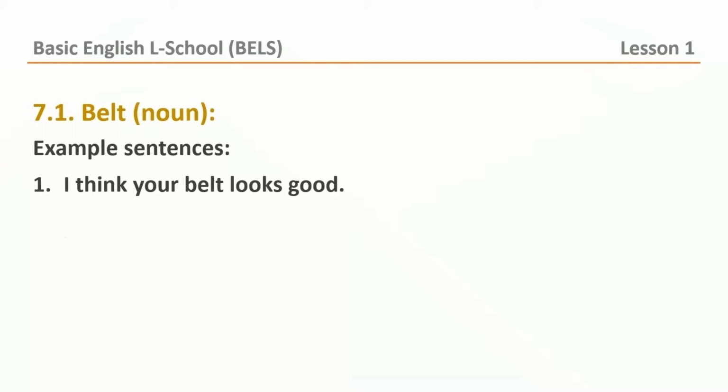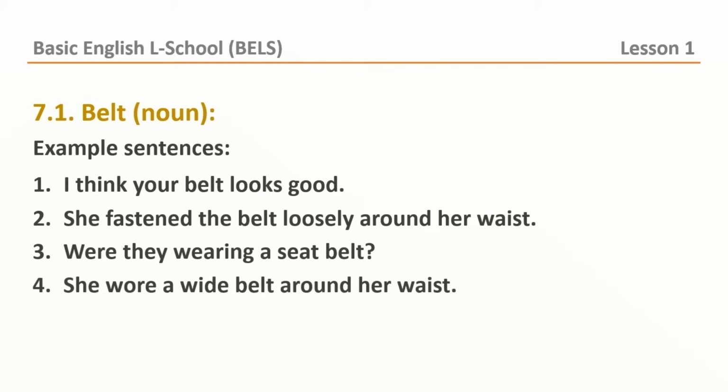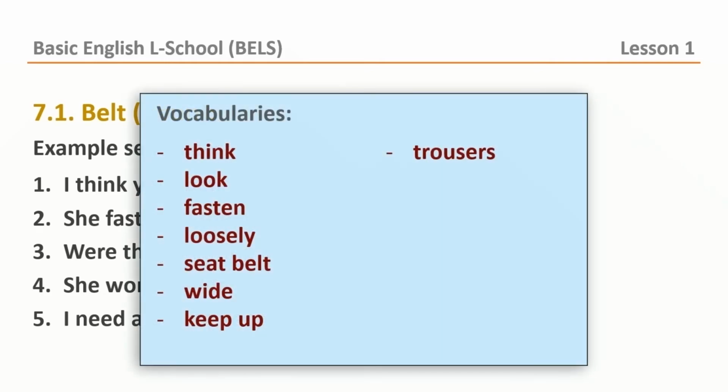Example sentences: I think your belt looks good. She fastened the belt loosely around her waist. Were they wearing a seat belt? She wore a wide belt around her waist. I need a belt to keep up my trousers. The vocabularies are think, look, fasten, loosely, seat belt, wide, keep up, trousers.